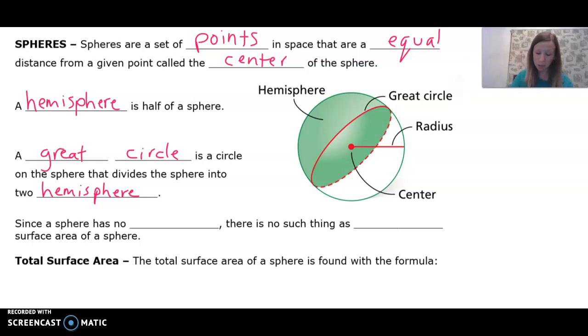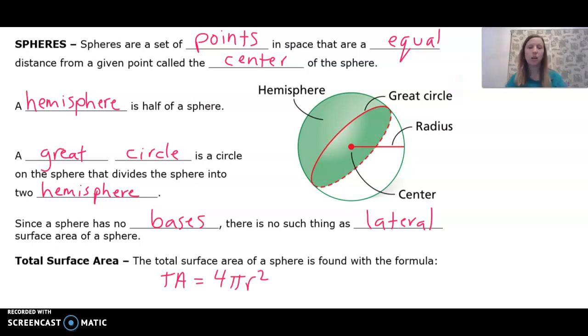Since a sphere has no bases at all, no flat surfaces, since it's so round, there is no such thing as lateral surface area. Remember, we had lateral and total surface area before, but since there are no bases, we only have total surface area. And the total surface area formula is 4 pi r squared. So the only thing we need to know is what is the radius of that sphere.